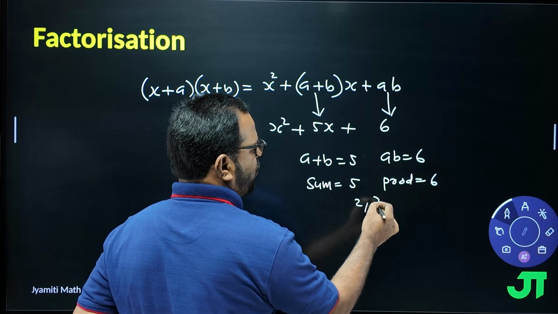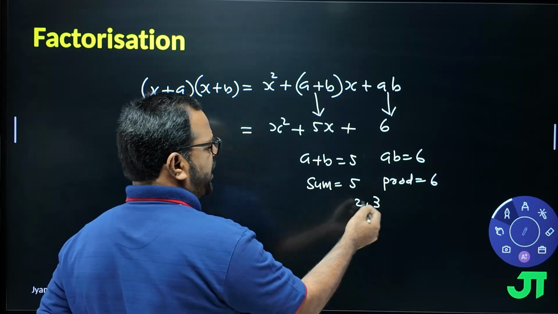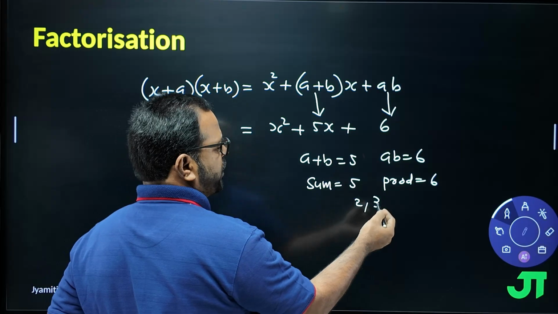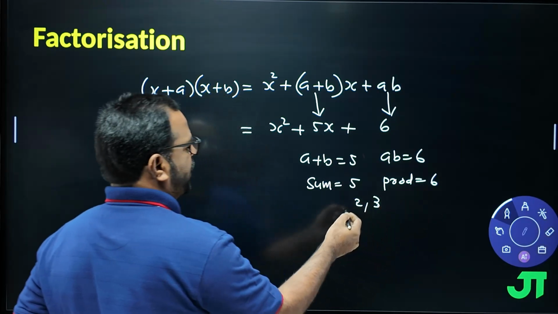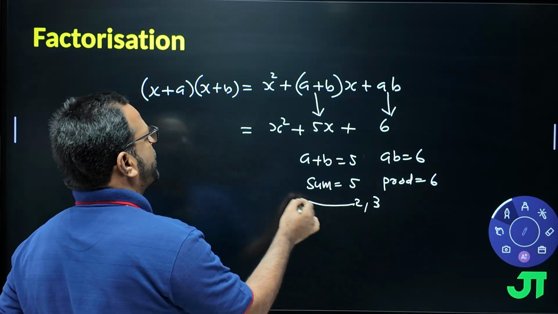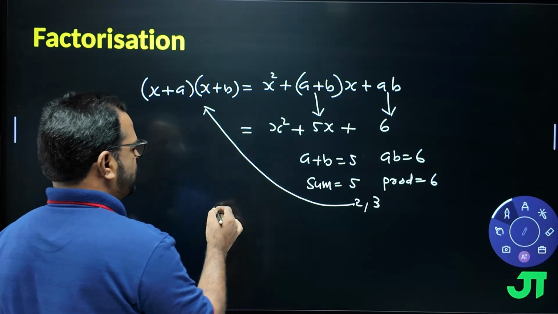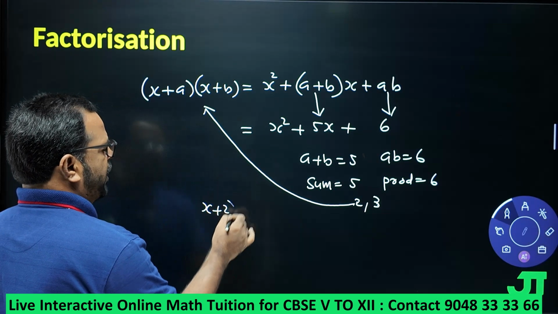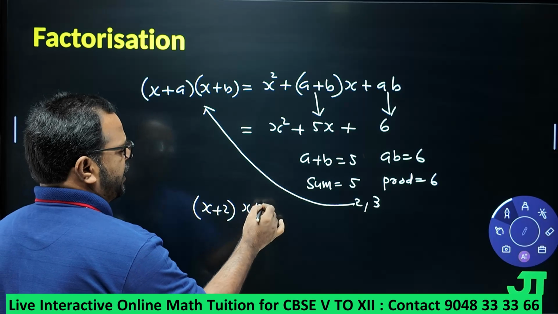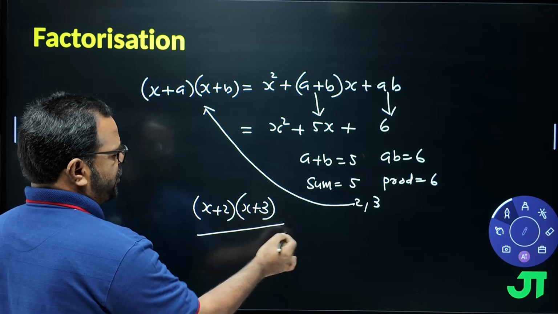Those numbers are 2 and 3. So 2 + 3 gives the sum 5, 2 × 3 gives the product 6. Therefore, using these two numbers, we can make it as (x + 2)(x + 3). This is the direct factorization method.